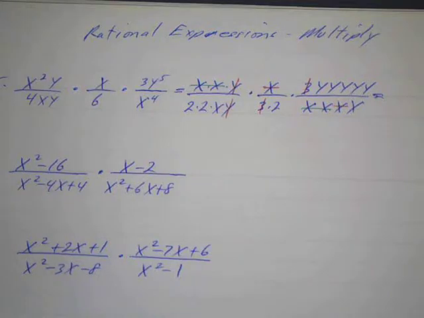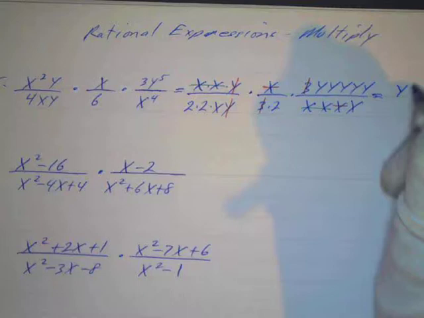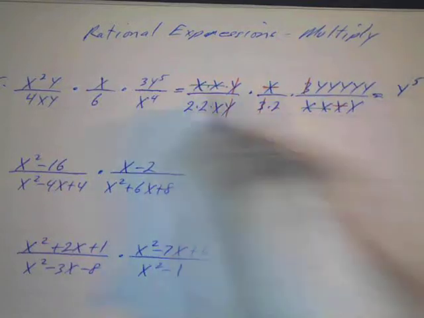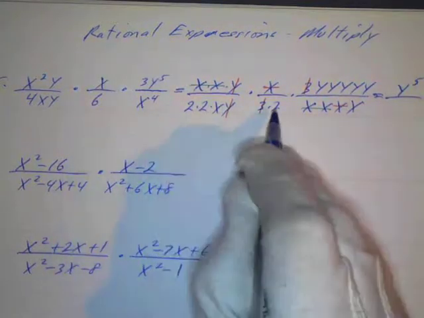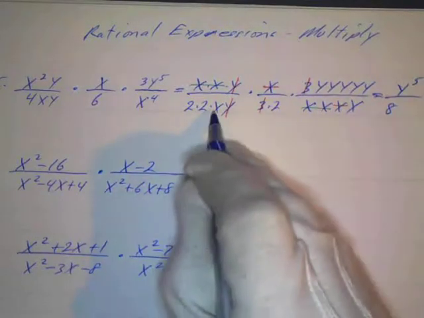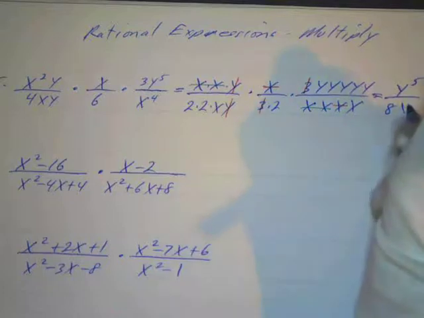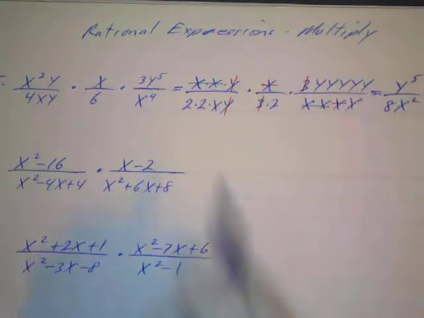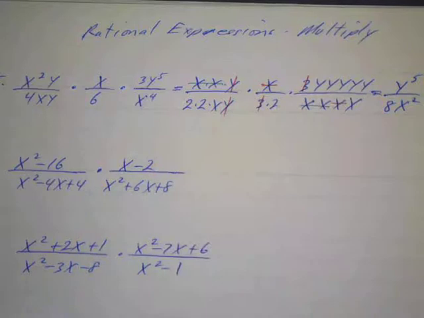So what's left up on the top? 1, 2, 3, 4, 5, so y to the 5th. No numbers, and in the bottom, 2 times 2 times 2 is 8. And I have an x and an x, which is x squared. So there's your answer. 2 times 2 is 4, times 2 is 8, x times x. Okay?